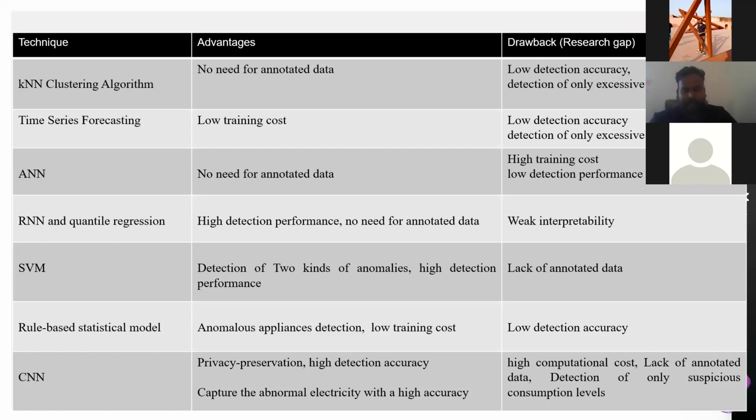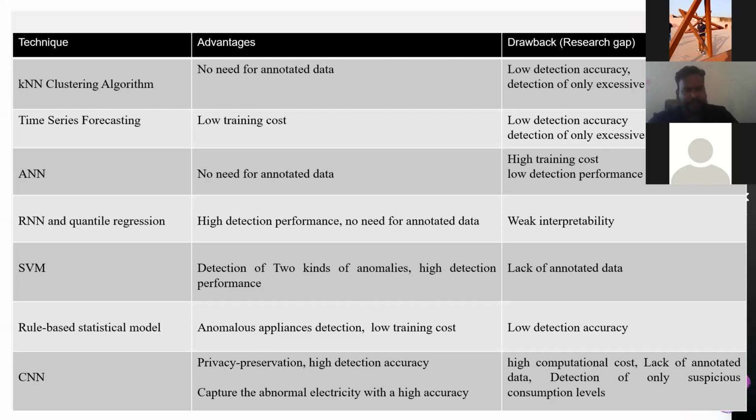When we talk about the RNN, they analyze the data from the time series and predict values when any holiday or weather occurs, like in summer energy consumption is more, and in winter energy consumption is less. The advantage is high detection performance, and the drawback is weak interpretability.